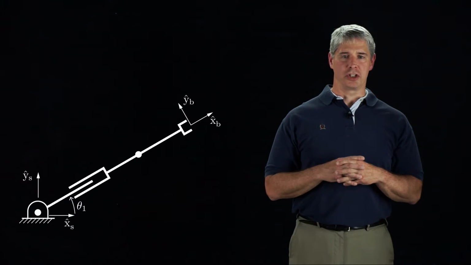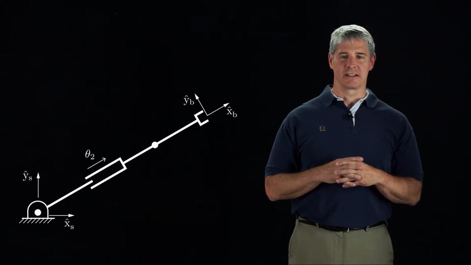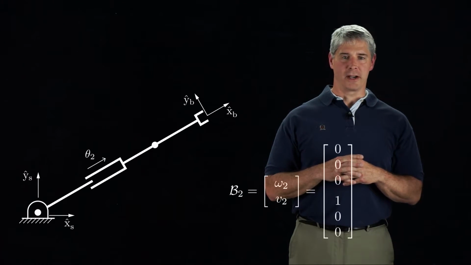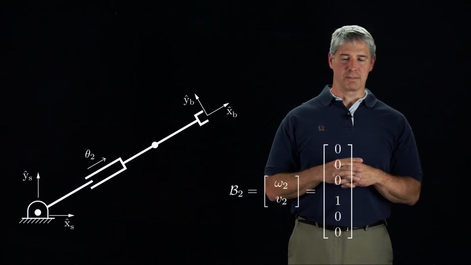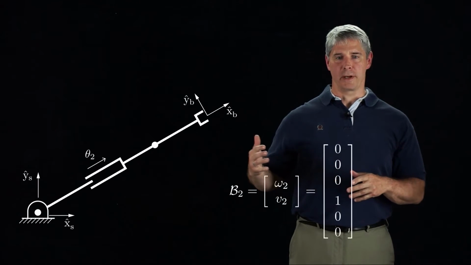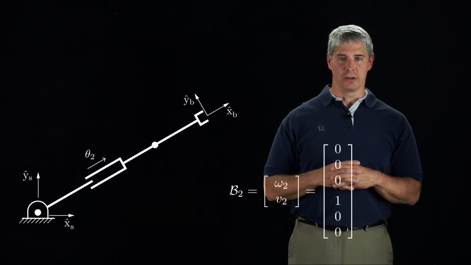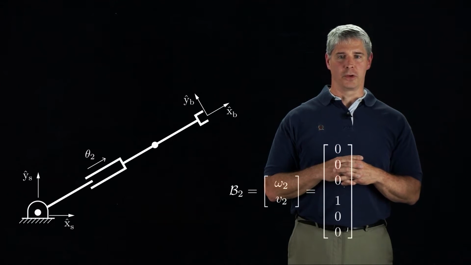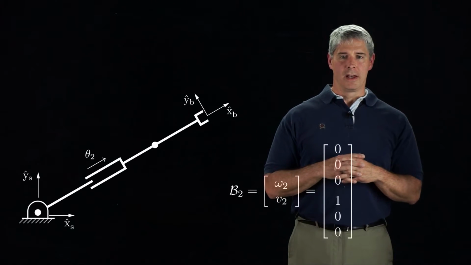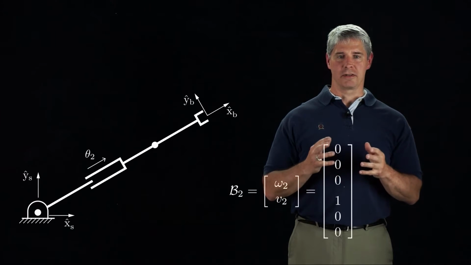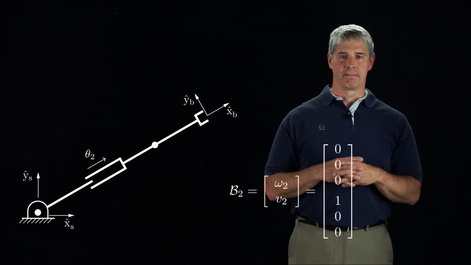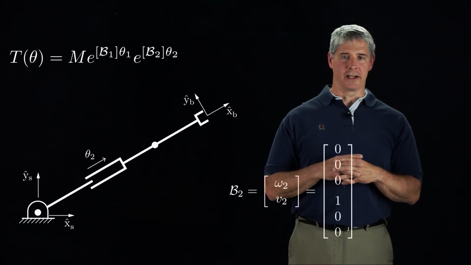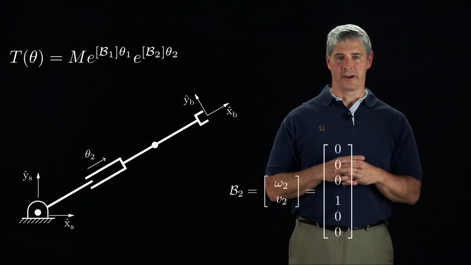Now suppose we change joint 2, extending it by theta 2 units of distance. The screw axis B2 corresponding to joint 2 has zero angular component omega 2, so the linear component v2 must be a unit vector. If we imagine the whole space translating at unit velocity along joint 2, a point at the origin of the B frame would move with a linear velocity v2 equal to (1, 0, 0) expressed in the B frame. Therefore, the screw axis B2 is defined as (0, 0, 0, 1, 0, 0). The new configuration of the B frame, T(theta), is obtained by right multiplying the previous configuration by e to the bracket B2 times theta 2.